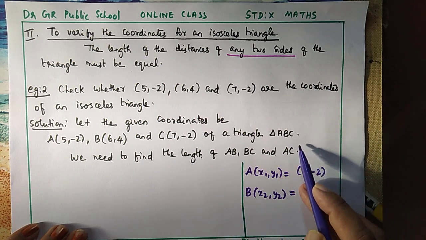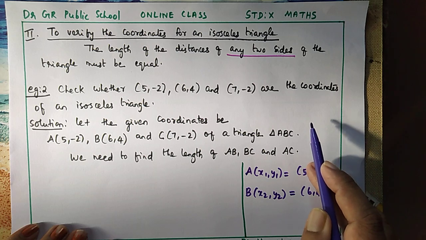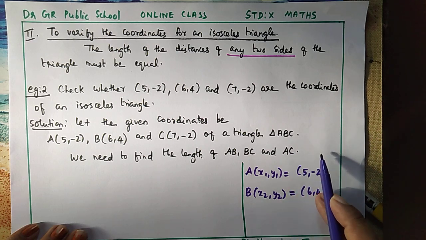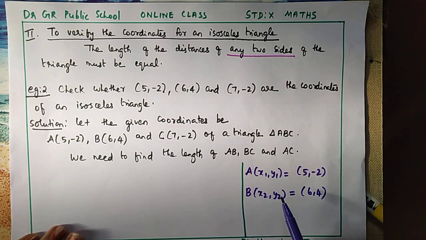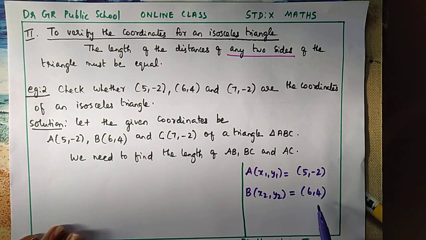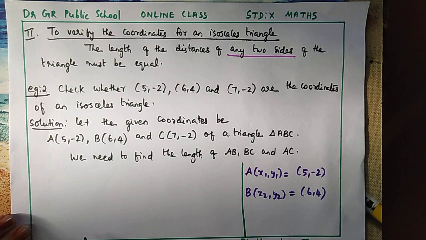If you have confusion, you just draw a triangle on the side. You can understand what are those sides, AB, AC and BC. So we need to find first AB. So I have written here A and B. A is our x1, y1 and B is our x2, y2. Write the coordinates of those vertices.